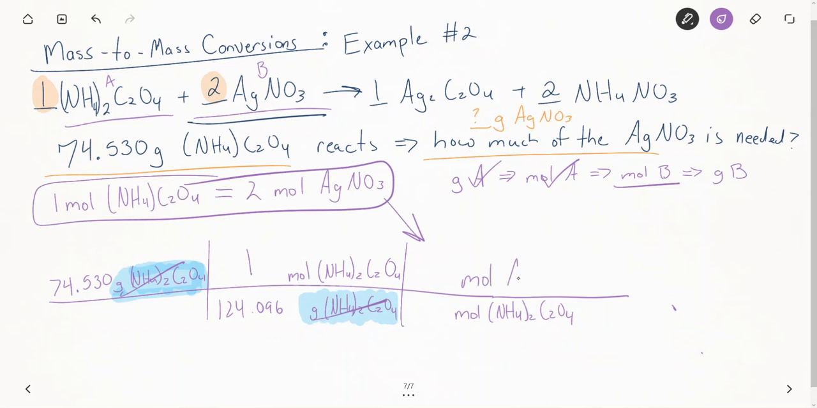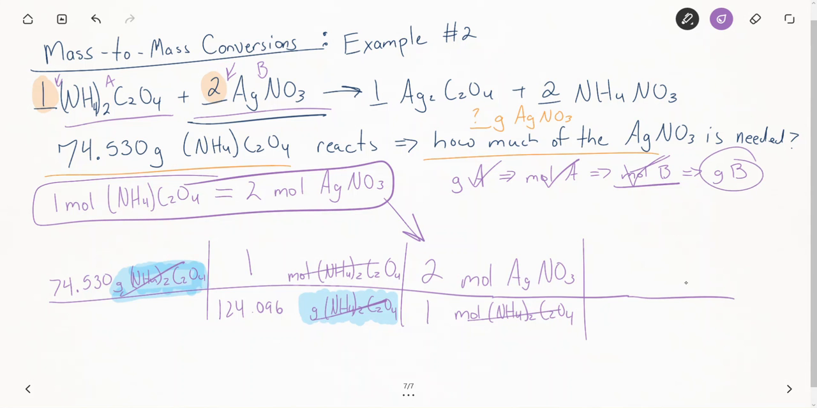We're going to have moles of the silver nitrate. And we need to fill these values in. Those are based on our balanced equation way up here. And 2 moles of silver nitrate react with 1 mole of ammonium oxalate. That's all we need to do for the mole-to-mole ratio there. Now this unit cancels with this unit. We've done that piece right up here. And we've only got one last thing to do.